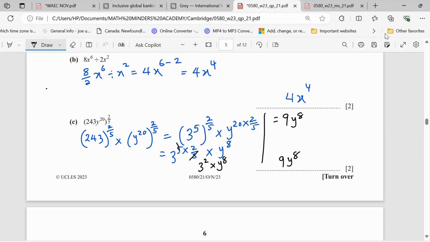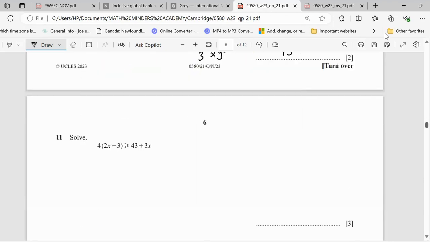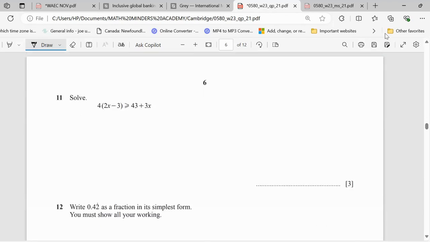So we proceed to the next question, question number 11. Open this bracket using 4 here. It gives us 8x minus 12 greater than or equal to 43 plus 3x. So we collect like terms. 8x minus 3x is greater than or equal to 43 plus 12. This is 5x greater than or equal to 55.